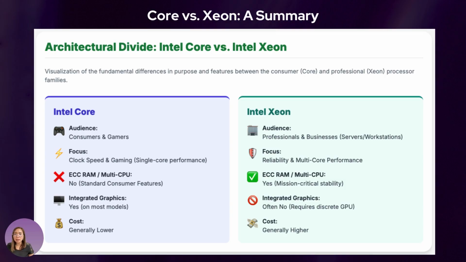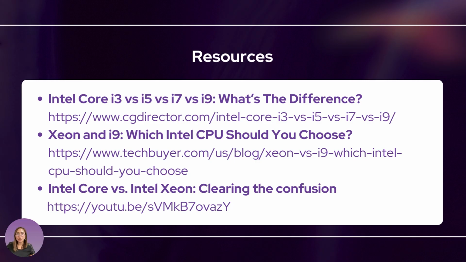So, the final conclusion is: choose Intel Core for your personal computer, especially if gaming or content creation is your main goal. Use Intel Xeon when system stability, high core counts, and data integrity are paramount, where downtime is simply not an option. So thank you for your time and attention, and I hope this breakdown has helped you clarify the distinct roles of the Intel i3, i5, i7, i9, and also the Xeon processors.